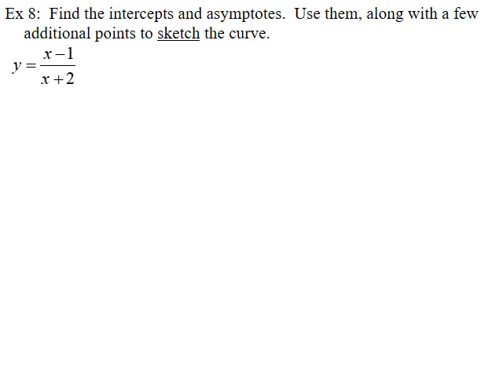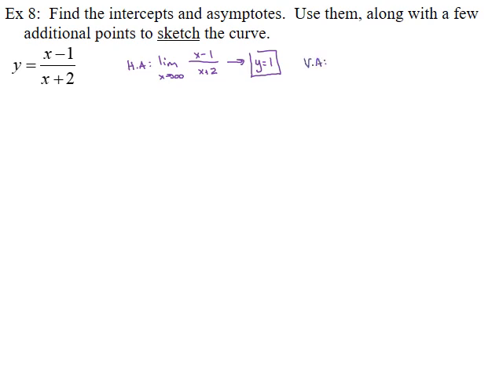The example says, can you find the intercepts and the asymptotes? Use them along with a few additional points to sketch the basic curve. So let's start with what we've been doing for the last little bit. Let's start with, at the top, horizontal asymptote. That's going to be the limit as x goes to infinity of x minus 1 over x plus 2. Since the top and the bottom both match again, you use the numbers in front, which are both 1s, and we can say that we have a horizontal asymptote of y equals 1.